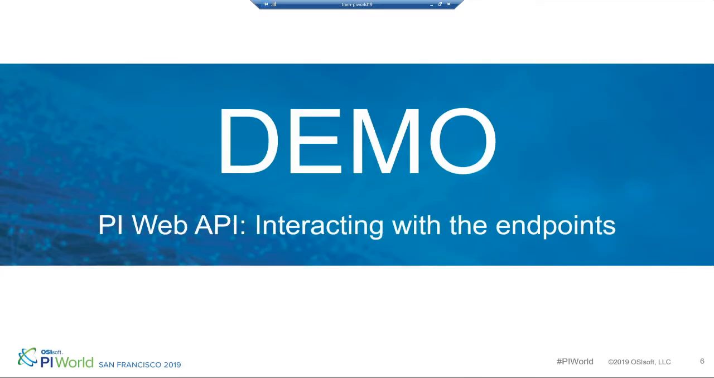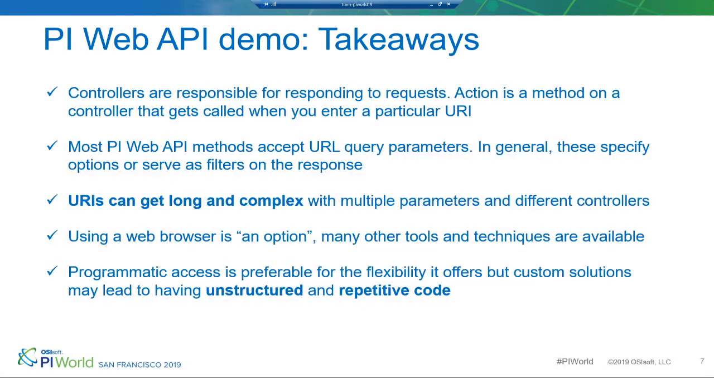So we saw a quick demo. What are the takeaways? Controllers are responsible for responding to requests, and an action is a method in a controller. This paradigm should sound familiar to at least the developers here. You typically have an object and an associated method. Most Web API methods accept URL parameters. In general, these are for filtering.